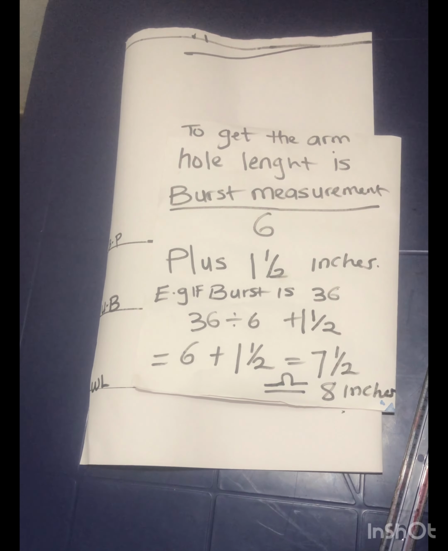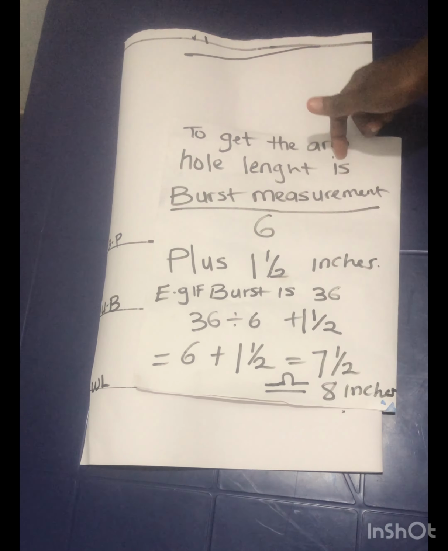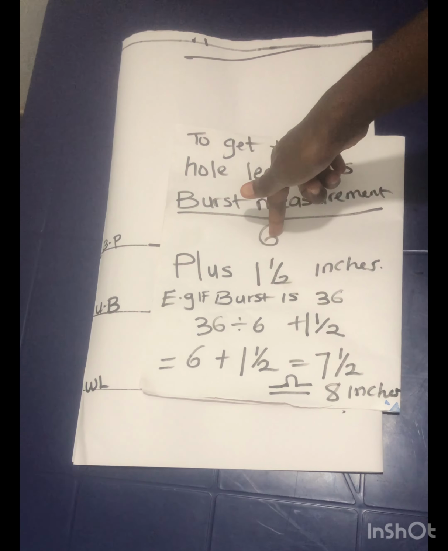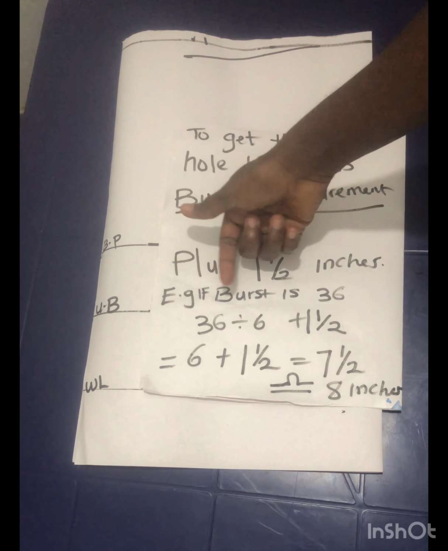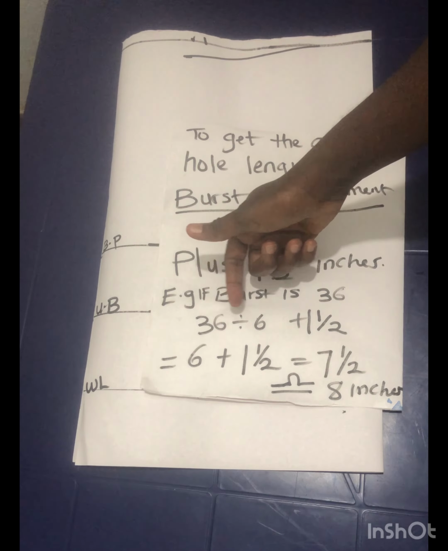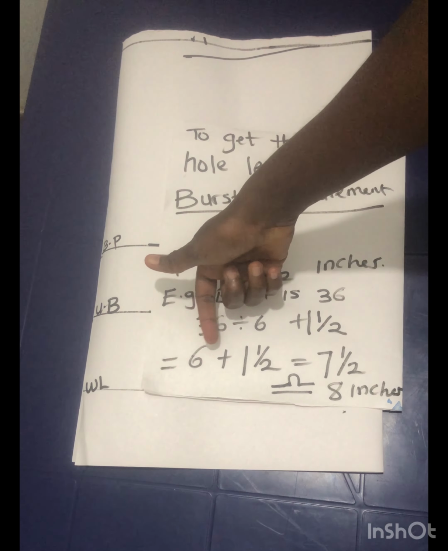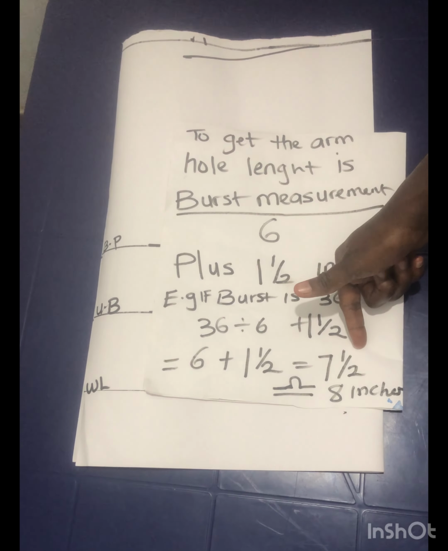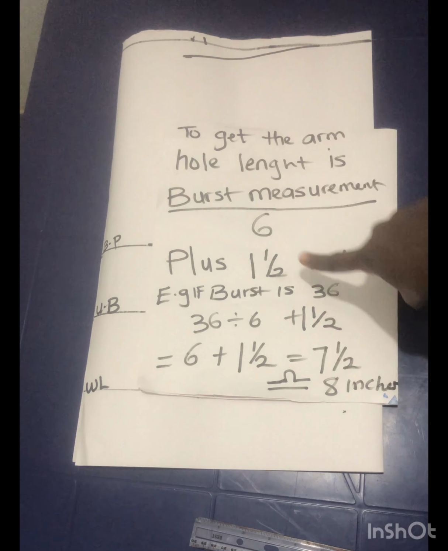Then I pick my ruler and rule a straight line across those 3 dots, as you can see in the video. The next thing that I'm going to be doing right now is to get my armhole length, and for this you can do it in either 2 forms. The first one is your bust measurement divided by 6 plus 1.5 inches. For example, if your bust is 36, divided by 6 is 6, plus 1.5, that's 7.5 inches. Or you can make it 8 inches if you want to add allowance for the joining.